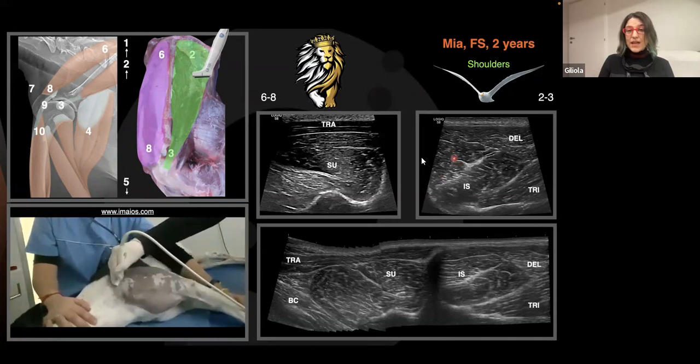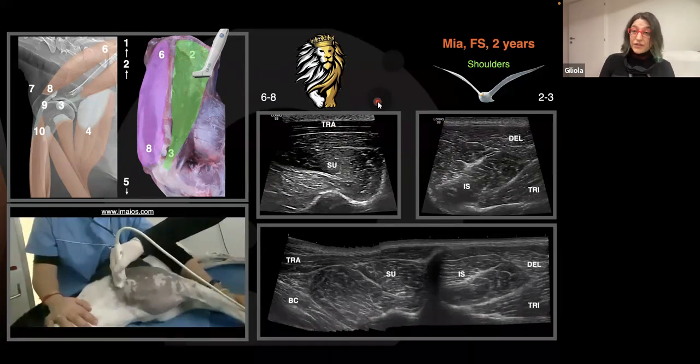The infraspinatus, I call the seagull muscle because the tendon looks like a seagull. I call the supraspinatus the king. Consider that the supraspinatus alone, when the dog is running, is able to carry 4.6 times the weight of the dog. If the dog is 20 kilos, the supraspinatus is carrying probably around 90 kilograms.